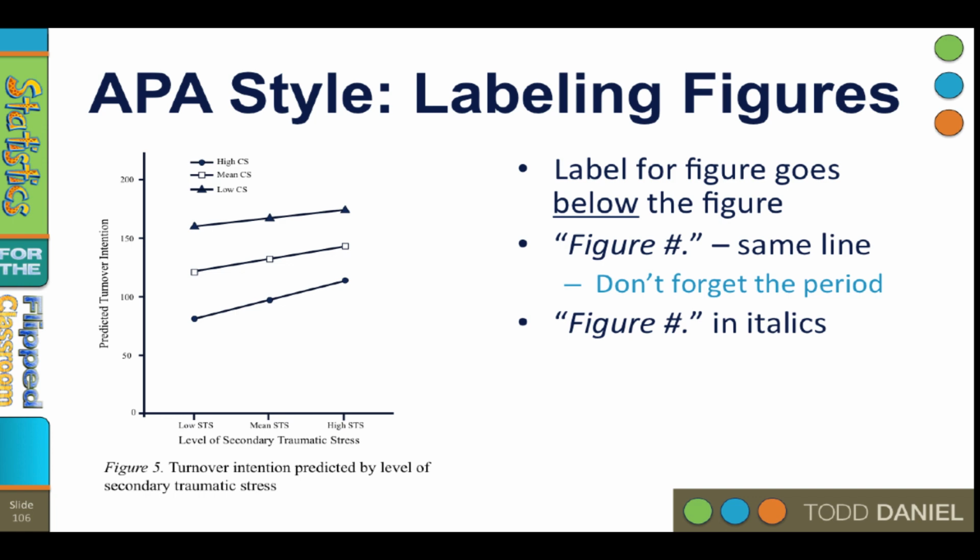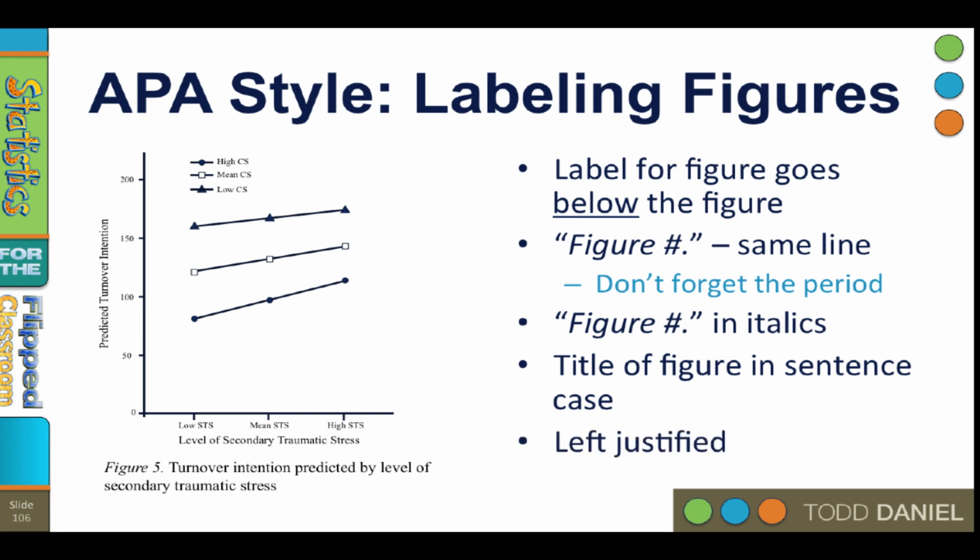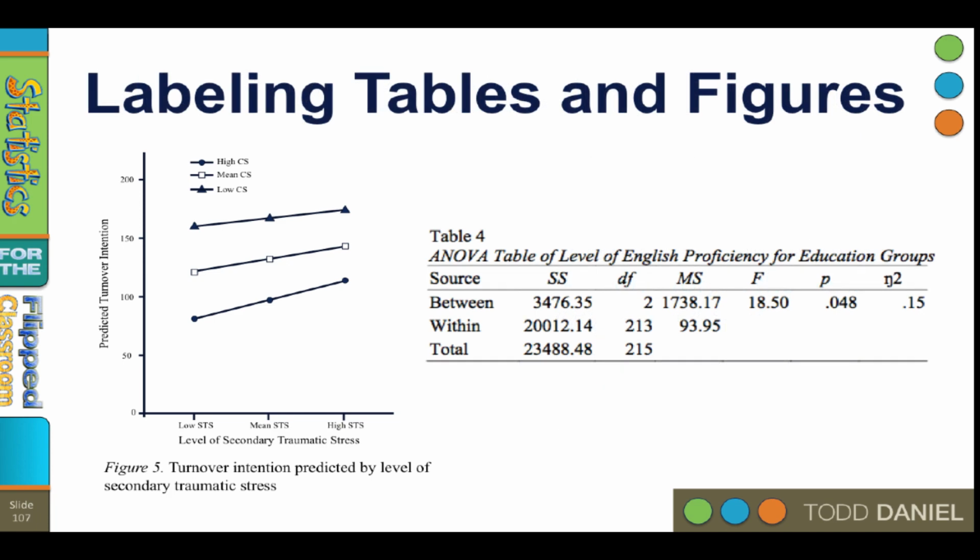Leave one space and on the same line, continue by typing the title of the figure in sentence case. Only the first word and any proper nouns are capitalized. As with tables, the title of the figure is left justified and does not end with a period. Compare the figure and the table here and notice the difference in the formatting between them.